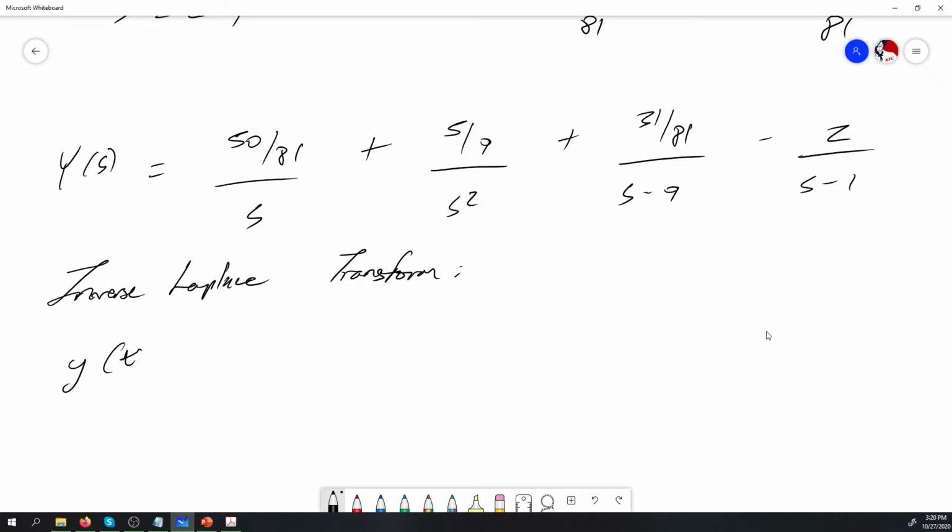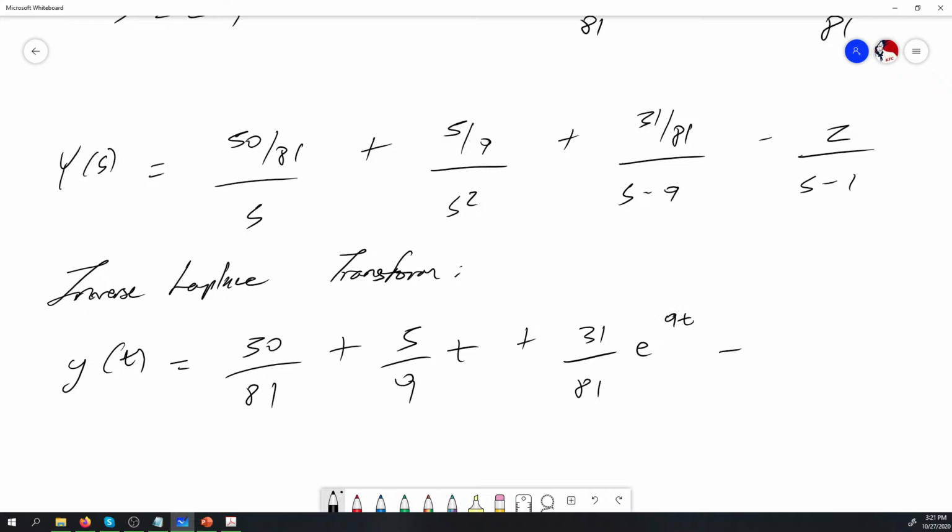when we get y of t here, because this is divided by s, the inverse Laplace transform will just be 50 divided by 81. This one here, because it's divided by s squared, means that we'll be having a t factor here. So this will become 5 divided by 9 multiplied by t. S minus 9 means that this is going to be an exponent factor. So this will become 31 divided by 81 of e to the 9t.